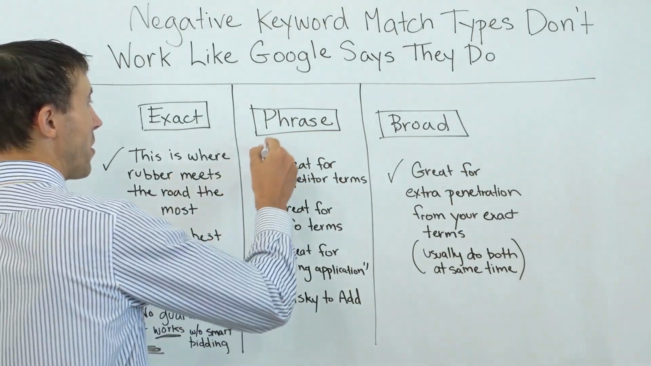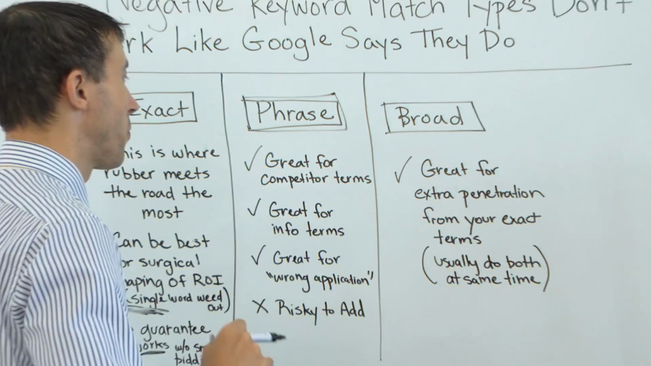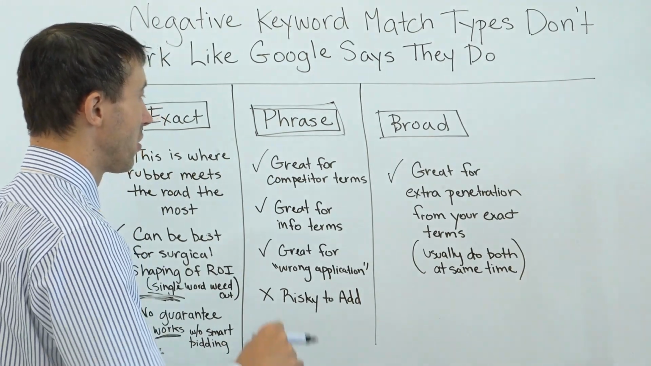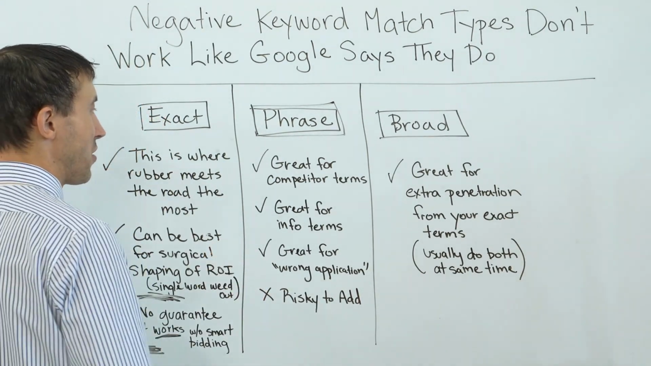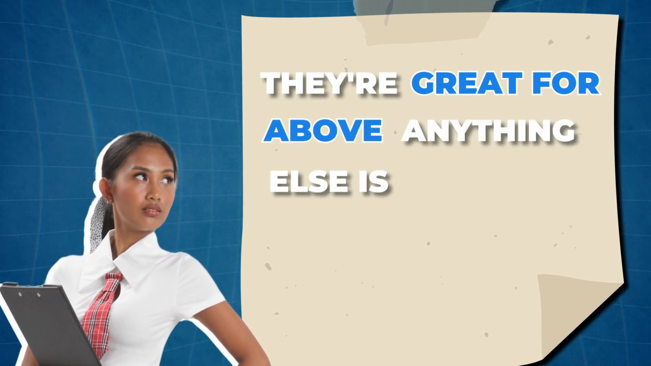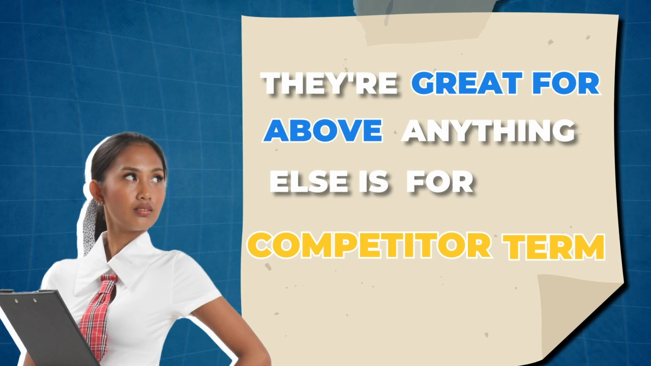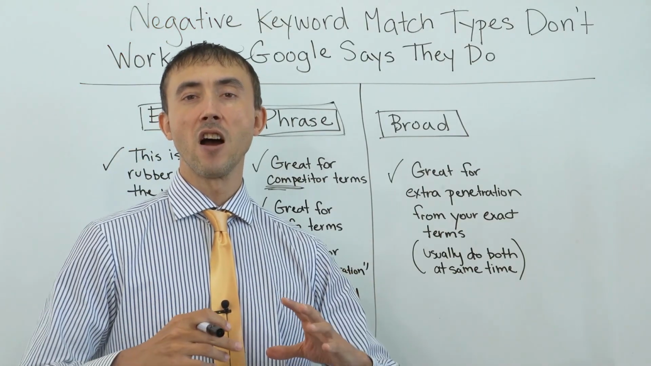So anyway, moving forward in terms of phrase match negative keywords, what we use them for at our firm, having managed hundreds of accounts, getting this down to a science: the first thing they're great for above anything else is competitor terms. Now there are some markets where you want to target your competitor terms, and on a lot of occasions later on, you want to tackle them.